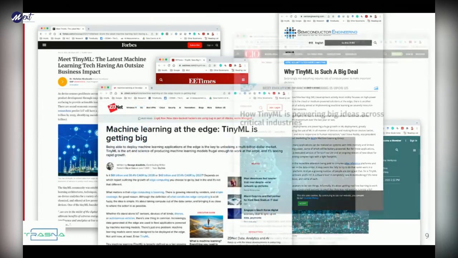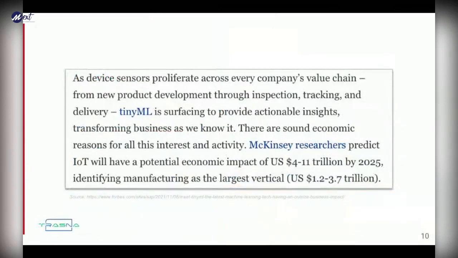But the most important thing is this slide, which shows a report from McKinsey. McKinsey researchers predict US $4 to 11 trillion by 2025 from connected devices or IoT. The most important thing is the last line, identifying manufacturing as the largest vertical. It of course includes factory automation and smart predictive maintenance, but these are all centered on tiny machine learning or edge AI devices, where you can build a company's value chain through inspection, tracking, and delivery. So there is scope for supply chain as well whenever you are manufacturing a product.